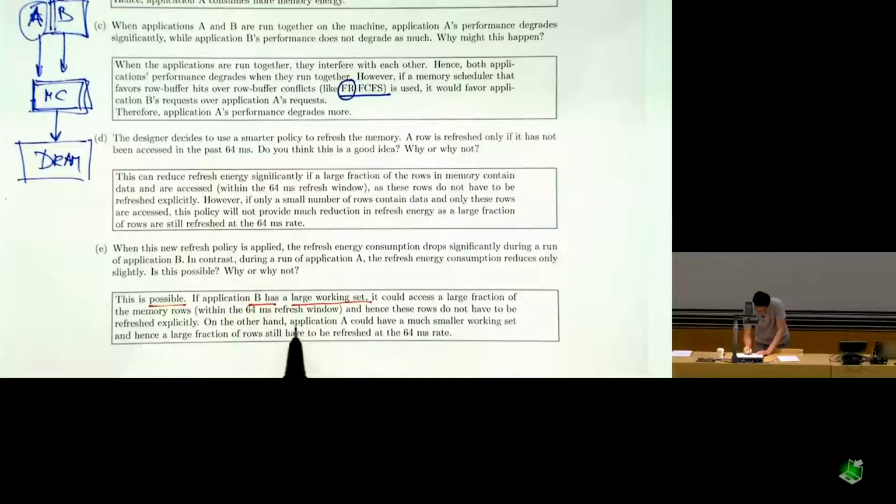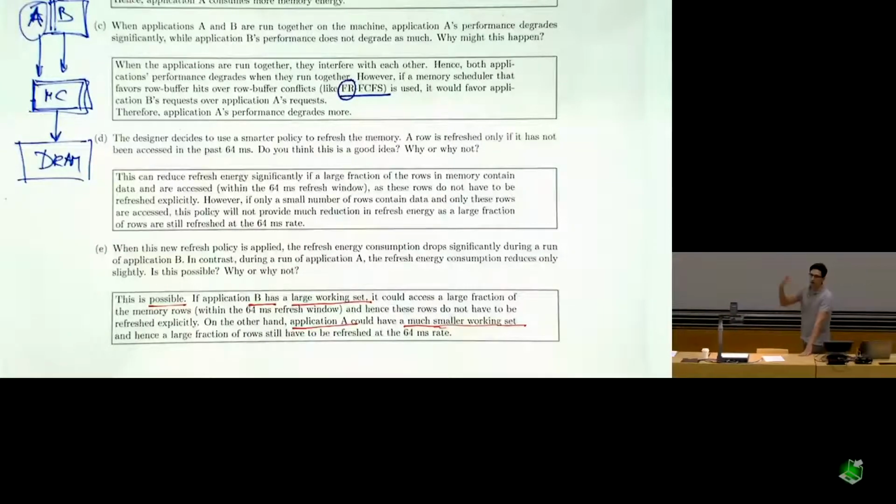It's not the case for application A, where the working set is much smaller. So only very, very few rows are being read and, in consequence, pre-charged. So the rest of the rows that are not accessed still need to be refreshed. Is that clear?